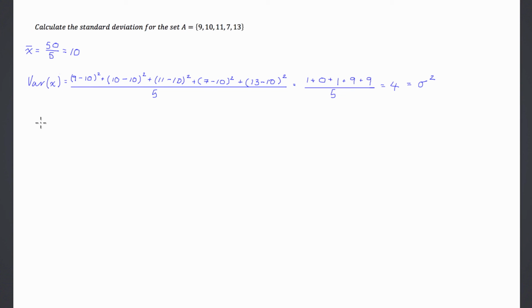So standard deviation, the last step is quite simple. Standard deviation is just measured as this funny character here, and all that is the square root of the variance. So in our case, we have the square root of 4, which is equal to 2. So we've just calculated that the standard deviation of the data set A is 2.